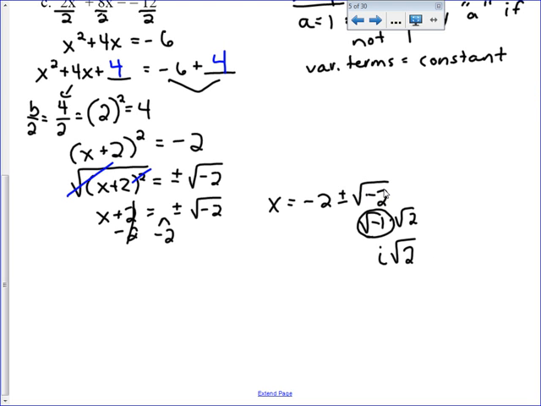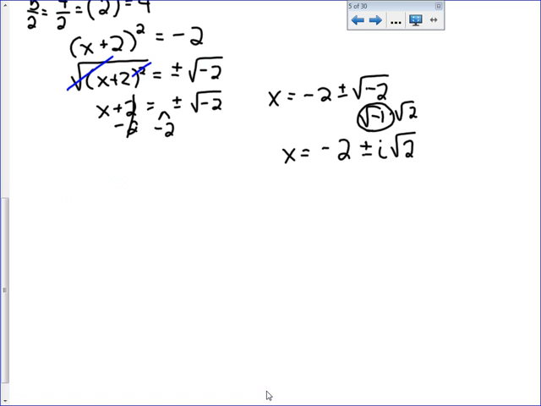Now, this i square root of 2 is just another way to write the square root of negative 2. So the plus or minus is still in front of this. You don't want to cram it in between the i and the square root. So it's x equals negative 2 plus or minus i square root of 2. And if you split that up, you have x equals negative 2 plus i square root of 2 and negative 2 minus i square root of 2.